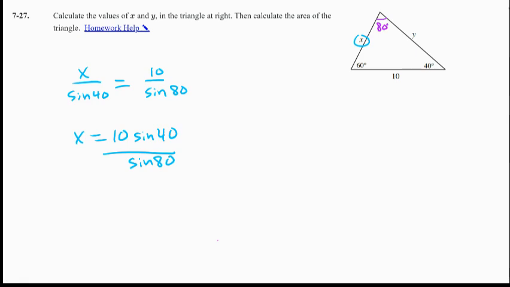So again, making sure we understand how to switch back and forth between degrees and radians is important. Then when I plug this into a calculator, I get approximately 6.527 for my x value.